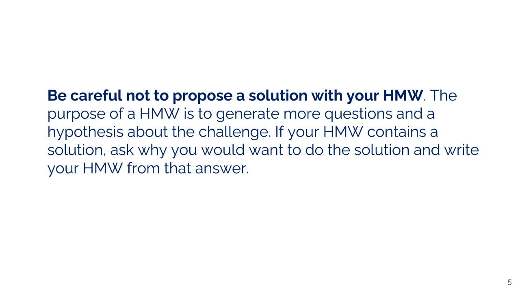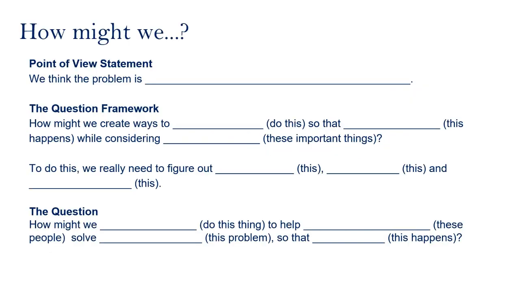And this one is really tricky, and you have to be pretty disciplined with yourself to ask: is this question I'm asking, is there a solution inherent in it? Because if it is, you've still got work to do. So the purpose of the how might we is to generate more questions and a hypothesis about the challenge. If your how might we contains a solution, ask why you would want to do the solution and write your how might we from that answer.